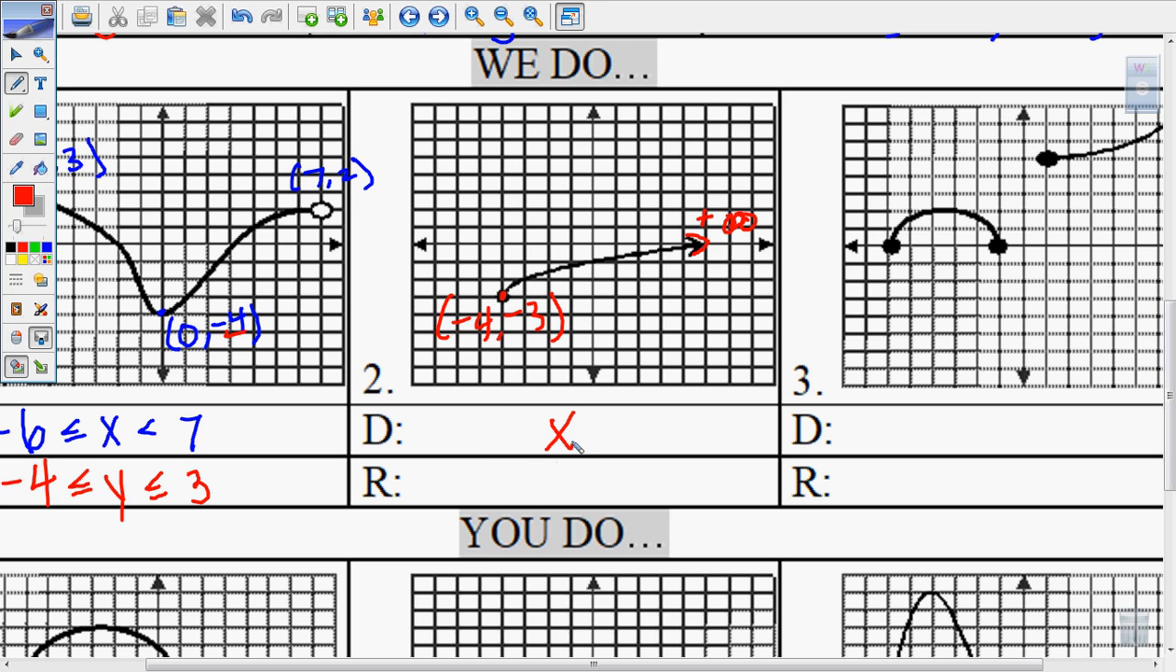Domain. What is happening with my x? What's happening to the left? -4. So I'm at -4. And is -4 included or not included? Included. My infinity symbol, are you judging it? And what's happening to the right?